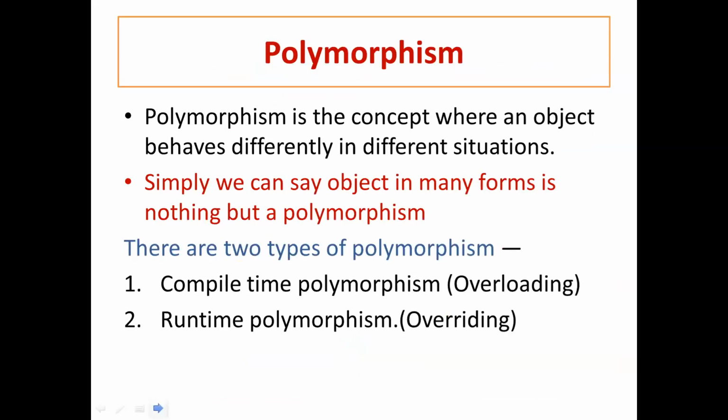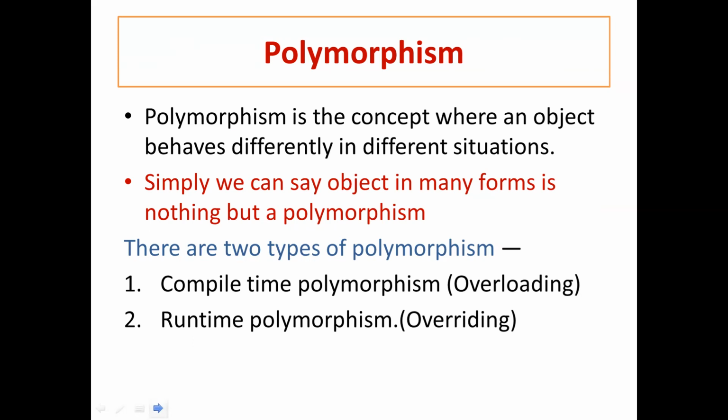And then the next concept is polymorphism. Polymorphism is a concept where an object behaves in different ways in different situations. Simply, we can say an object in many forms is polymorphism. There are 2 different kinds of polymorphism in an object-oriented environment. The first one is compile-time polymorphism, and the second one is runtime polymorphism.